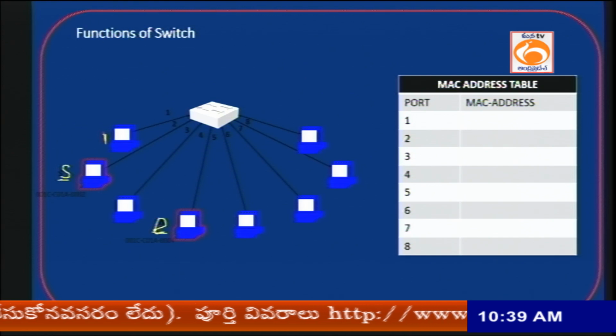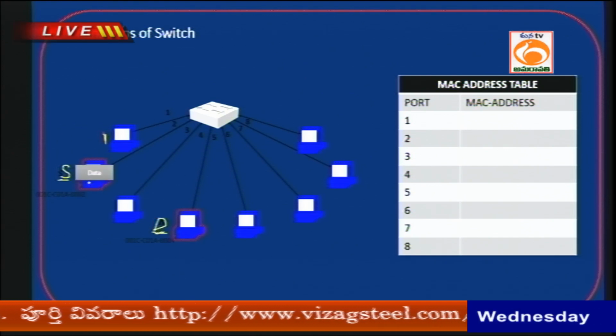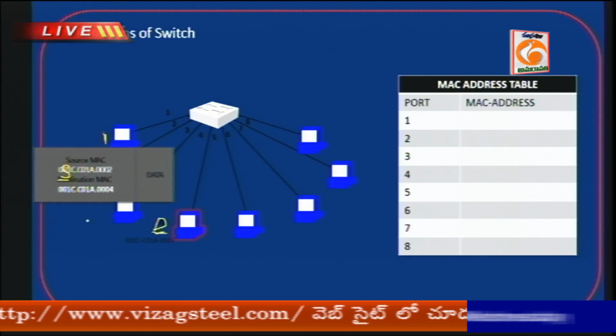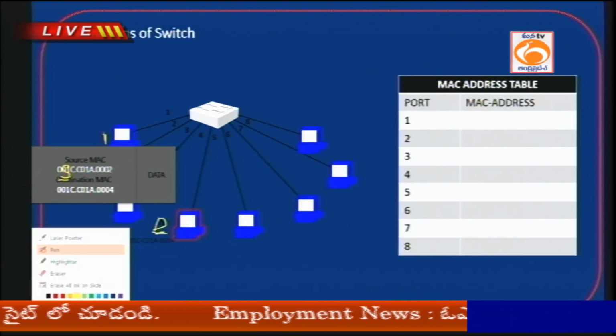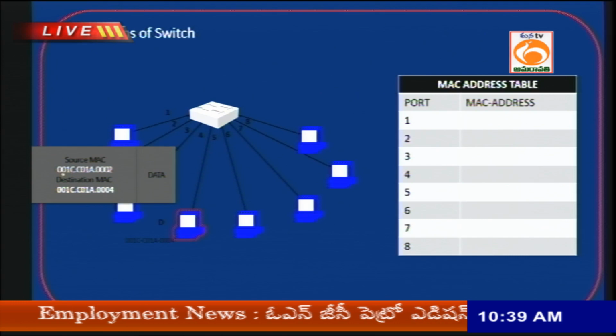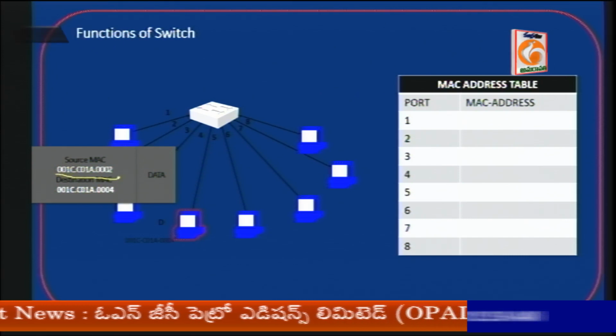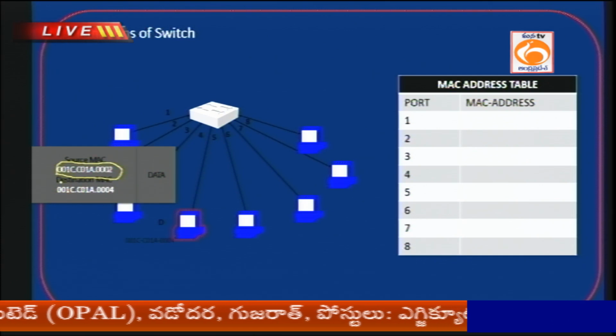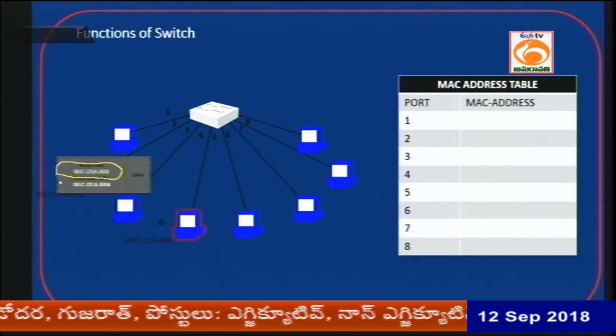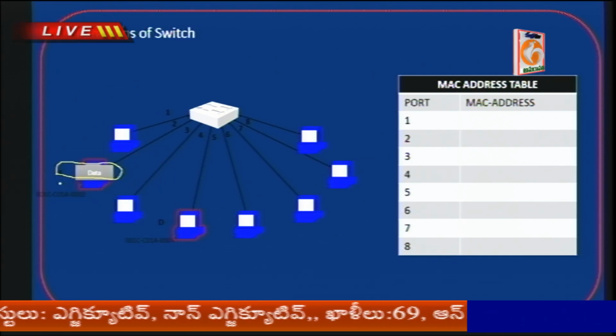So, we want to send the data. You can see the data packet. The data packet contains the source MAC address of that particular computer which is sending the data. This is the MAC address. You can see it is in hexadecimal notation. The data is sent to the 4th computer.